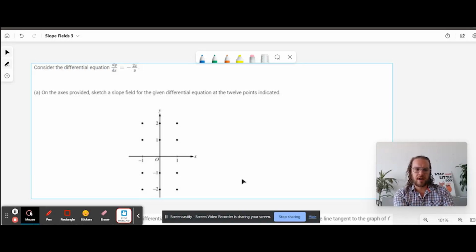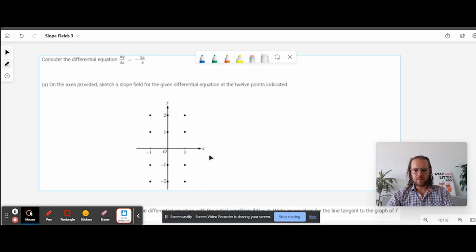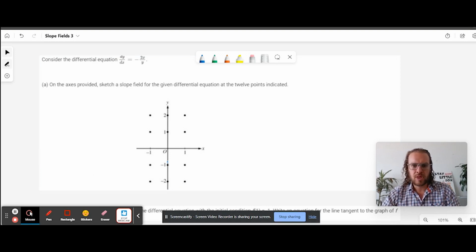All right, so we got another differential equation here. This one's a little bit easier, but it does ask us for some things that are a little bit different than what we've done so far. So as always, the very first thing we're always going to do with any of these typically is going to be, of course, looking at a slope field so that we can get an idea of what this thing should look like.